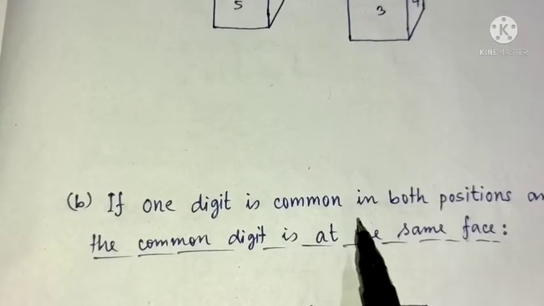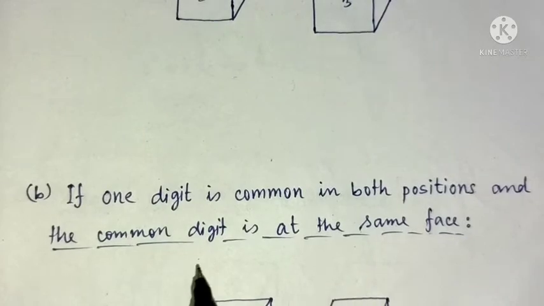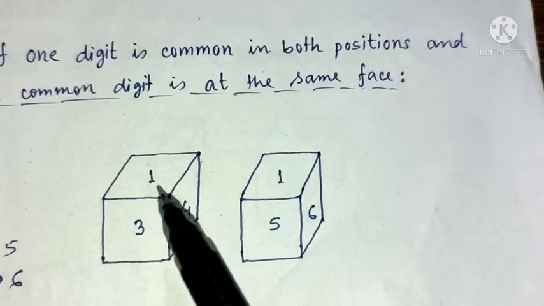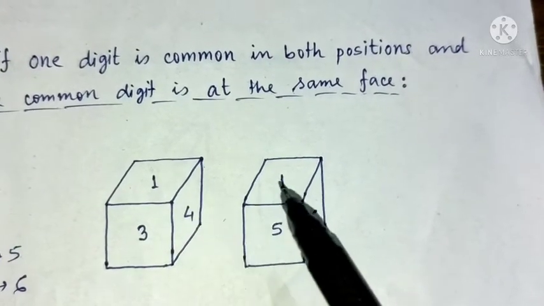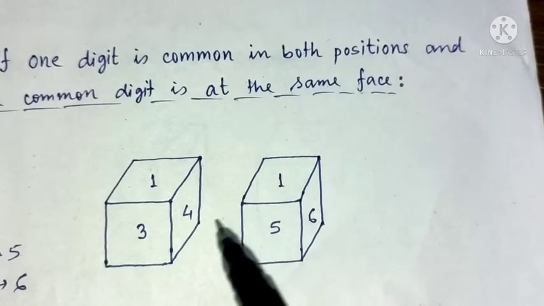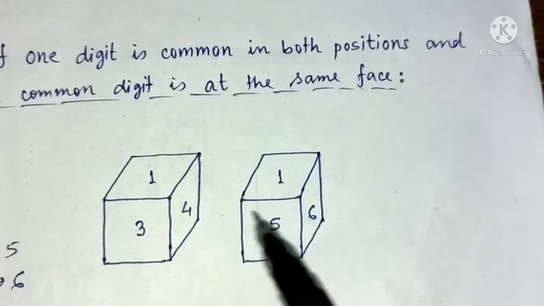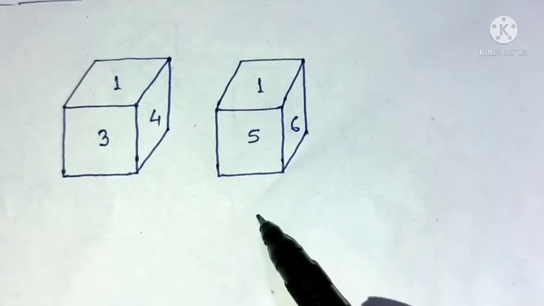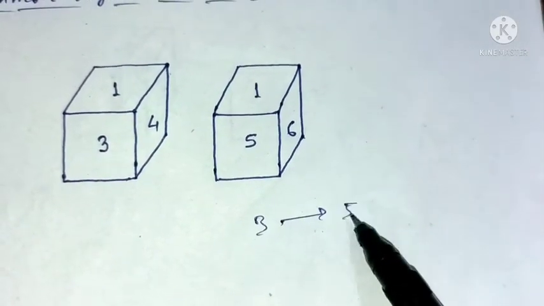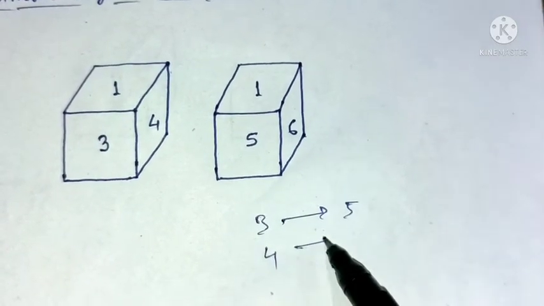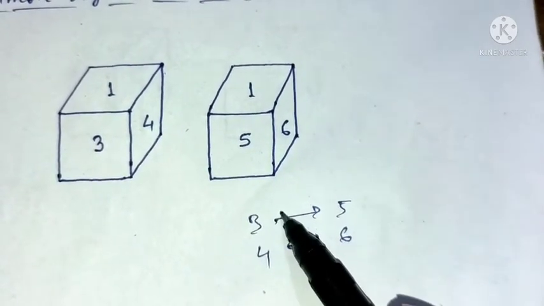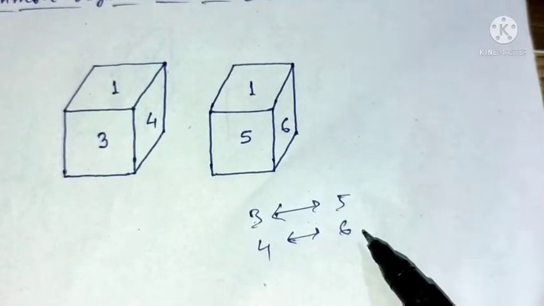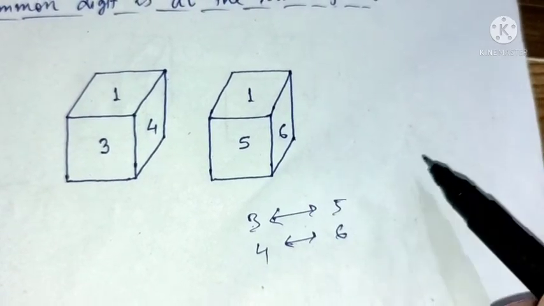Now come to the next one. If one digit is common in both positions and the common digit is at the same face, then what happens? Here two positions of the same dice are given, and the common face is also here, in the same position, 1, 1, then 3, 5, 4, 6 are opposite to each other. So 3's opposite will be 5, and that of 4 will be 6, and vice versa. That means 3 and 5 are opposite to each other, 4 and 6 are also opposite to each other.